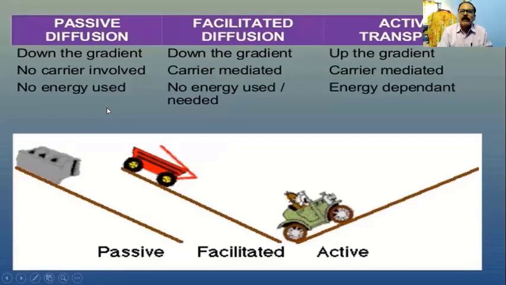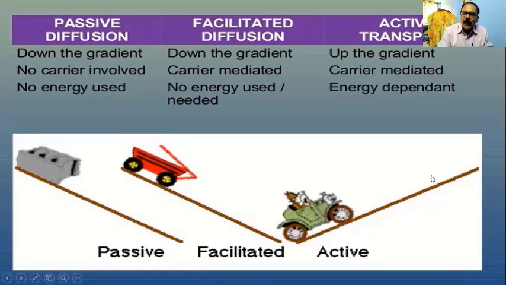I am giving one more example which you can understand easily. If you understand this logic, it will be easy for us. Passive diffusion means I put an object on the higher side of a slope. When the slope is more, automatically it will slip to the lower side. This is passive diffusion: down the gradient, no carrier involved, no energy used. You just put it on the upper surface and it rolls down. That is passive.